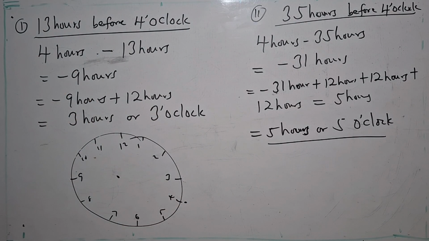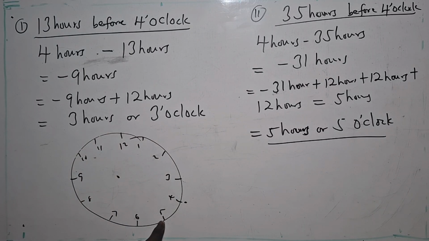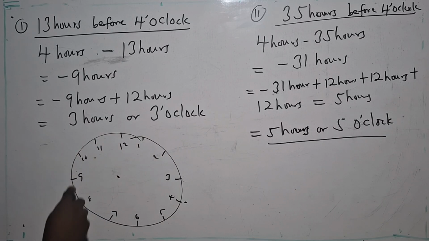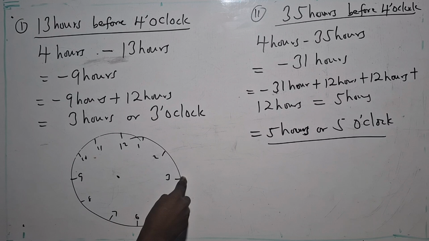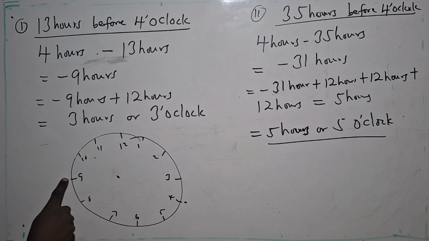Before 4, so let's start from here. We'll come anti-clockwise. So from here, 1, 2, 3, 4, 5, 6, 7, 8, 9, 10, 11, 12, 13, 14, 15, 16, 17, 18, 19, 20, 21, 22, 23, 24, 25, 26, 27, 28, 29, 30, 31, 32, 33, 34, 35. 35, which makes our answer correct.